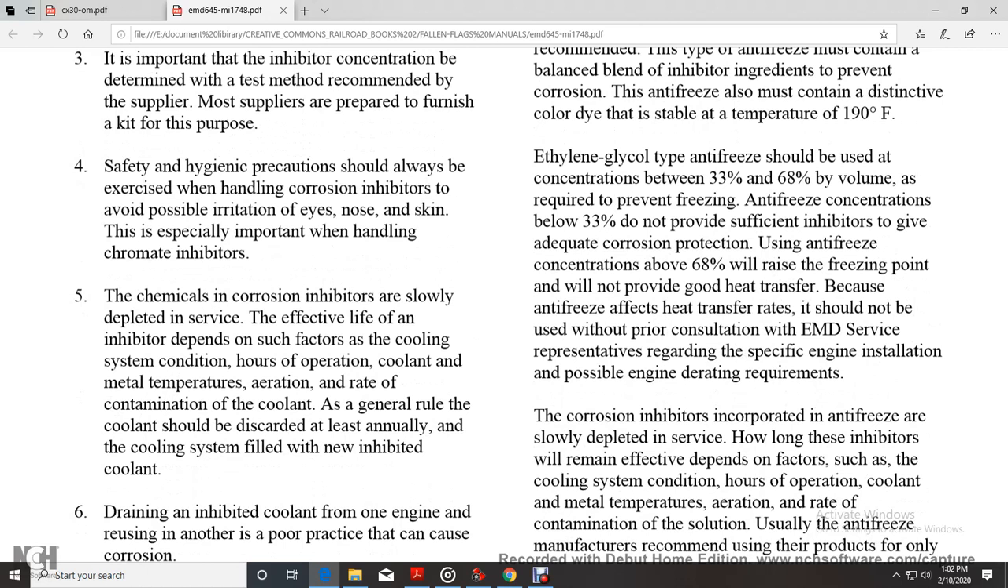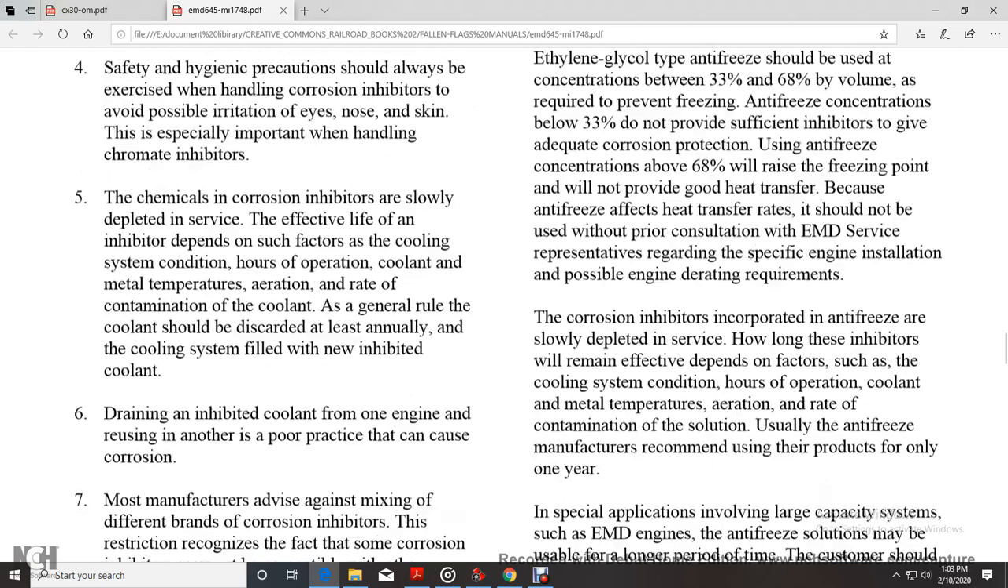volume, required to prevent freezing. Antifreeze with a concentration below 33% does not provide sufficient inhibitor to give adequate corrosion protection. Using antifreeze with a concentration above 68% will not provide good heat transfer because of the effect of antifreeze on the heat transfer rate. It should not be used prior to consultation with Electro-Motive Division regarding the specific engine installation and possible engine derating requirements.